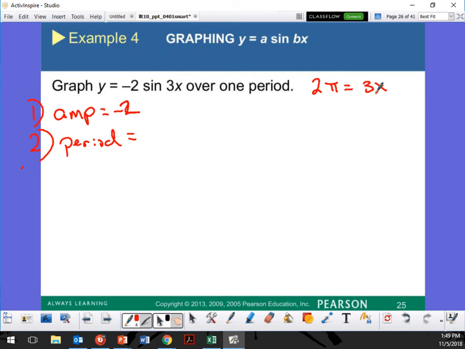So what would I do to get x by itself? And the x would be my period. Divide both sides by 3. So x is 2 pi over 3, right? So my period is going to be 2 pi over 3. Okay, that's good. So given that, what would be the next step? The parts. So 0, quarter, half, 3/4, and 1.